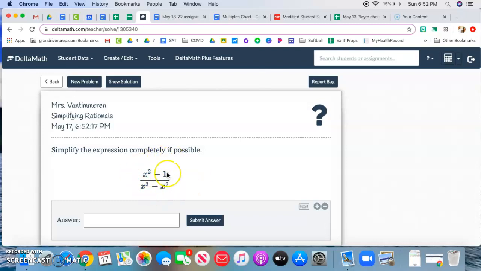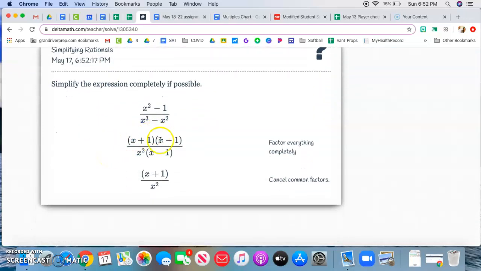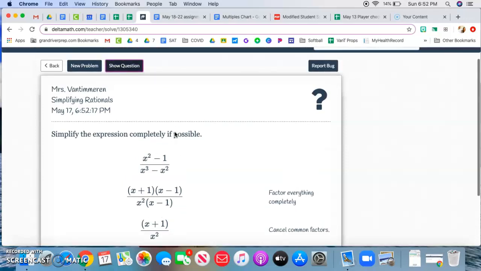We're going to go ahead and factor the top, and then in the bottom, they're going to get a greatest common factor. So what we get here is x plus 1, x minus 1 when they factored, GCF of x squared, and what they canceled here were these x minus 1s. So we've got an answer here of x plus 1 over x squared. And so I want to go ahead and type this into my answer here.